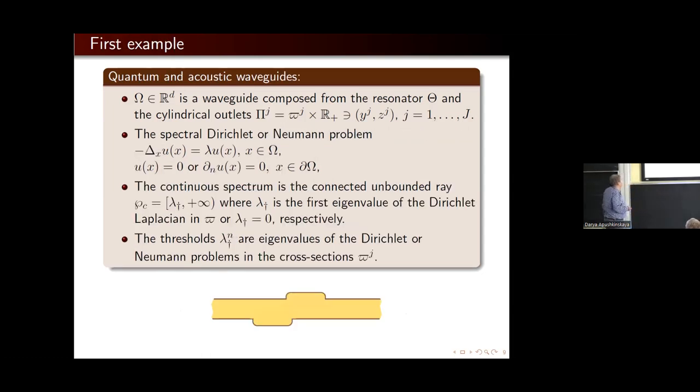And just to show the difference between different phenomena which appear there. The simplest example is quantum or acoustic waveguides. It's a scalar problem for the Laplace operator, maybe a second order operator, with either Dirichlet or Neumann conditions on the boundary. The continuous spectrum is, as I said, a ray, and the cutoff point is either the first positive eigenvalue for the Dirichlet case or lambda equal to zero for the Neumann case.